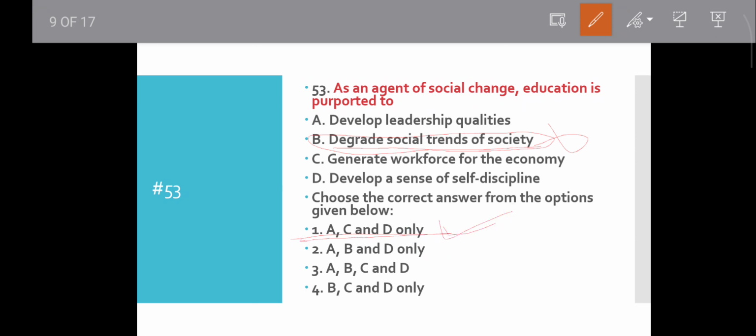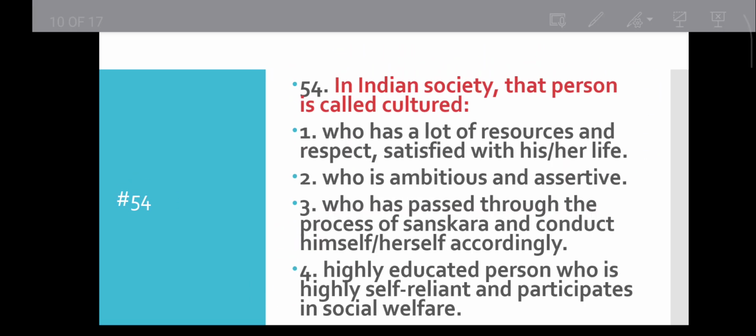Okay, just try to eliminate the sentence which is incorrect. Then you can find it easily. Move to the next question.